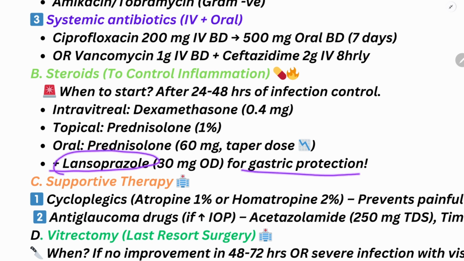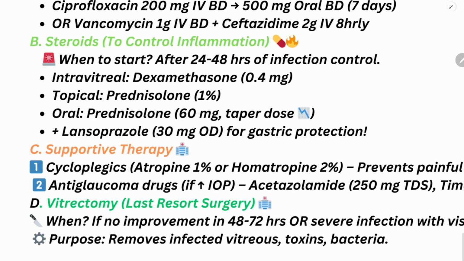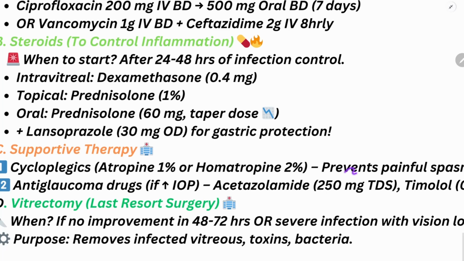Lansoprazole for gastric protection. And the supportive treatment contains cycloplegics, which is nothing but atropine 1% to prevent painful spasms, and you can give anti-glaucoma drugs because here you will see an increase in the intraocular pressure. And glaucoma is not only about increase in intraocular pressure, but there are also many things that you will see in glaucoma. I will discuss about it in the next class.